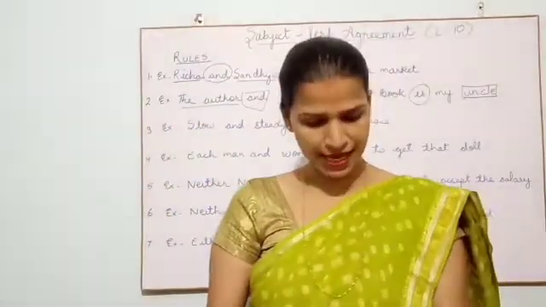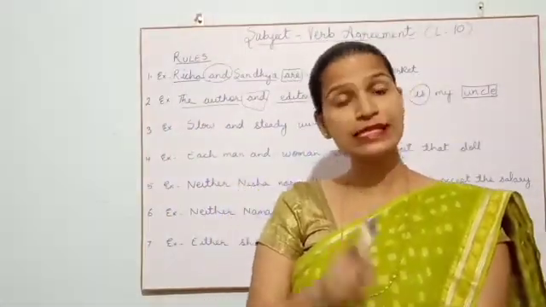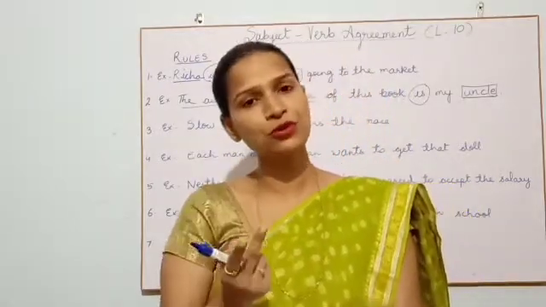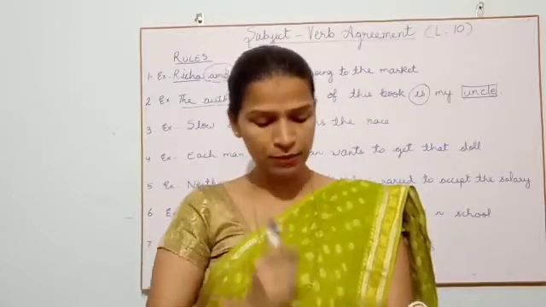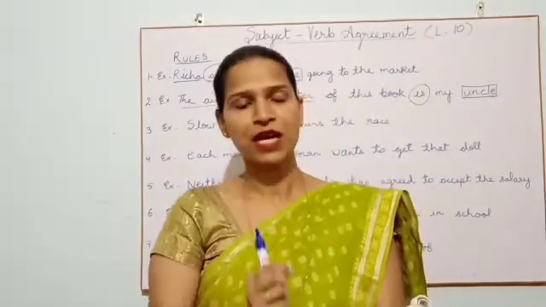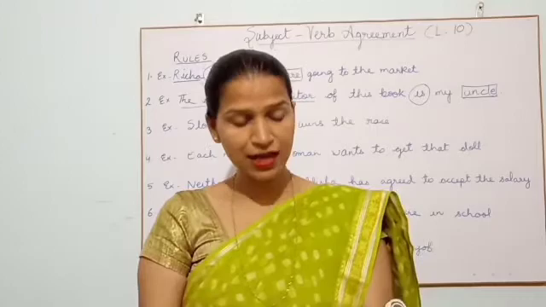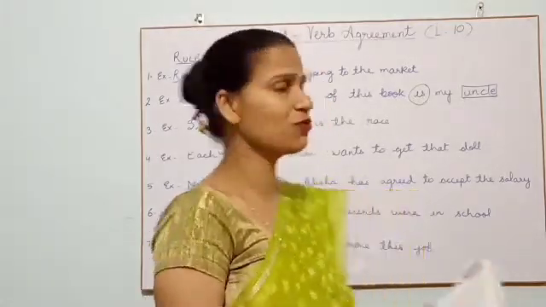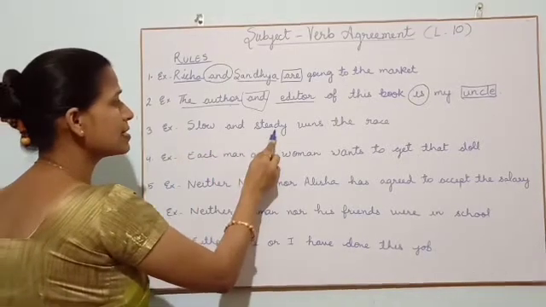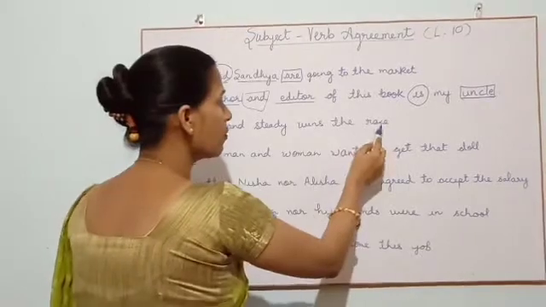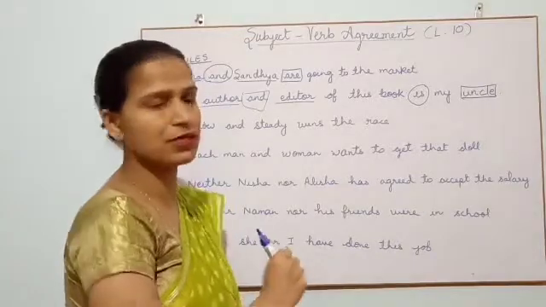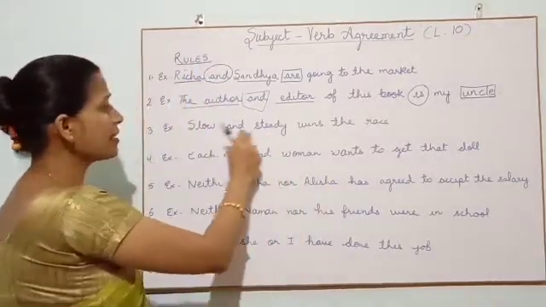Our third rule says when two or more singular nouns are joined by and, two or more than two singular nouns joined by the same word and expressing a single idea, single thought, then they take a singular verb. How is it? We will see with the help of an example. Slow and steady wins the race. Slow, you know what it means? Steady means firm or fixed. Okay. It says that slow and steady wins the race.